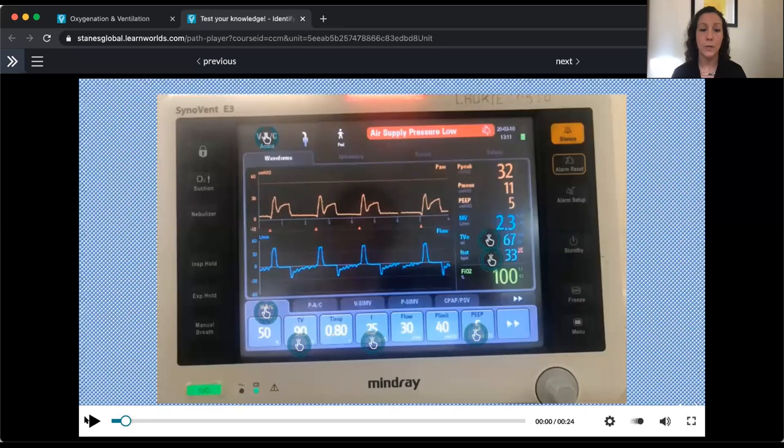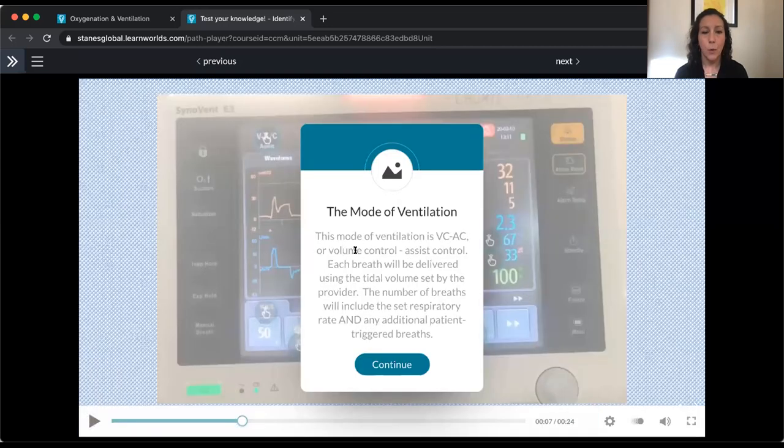Okay, the basic mechanical ventilation. If you look here, you can see this VAC. It says assist. Click on that. The mode of ventilation is VCAC, or volume control, assist control. This is assist control, and it's delivering the breath using volume. Remember, with the mechanical ventilator, you can deliver a breath using volume or you can use pressure. Control, assist control.